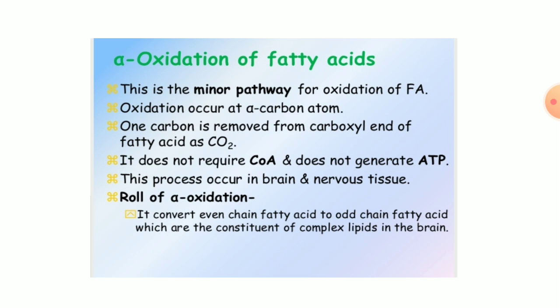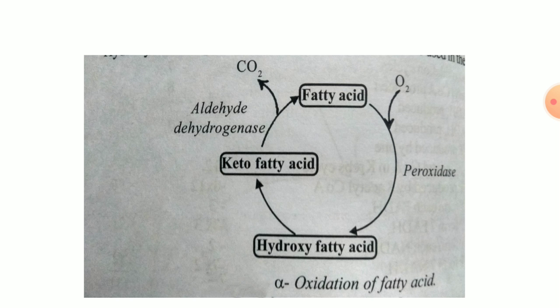The alpha oxidation of fatty acid is a minor pathway. It occurs at the alpha carbon atom. One carbon is removed from the carboxyl end of the fatty acid as carbon dioxide, and it does not require coenzyme A and does not generate ATP. Now, the steps which are involved in the alpha oxidation of fatty acid are as follows.